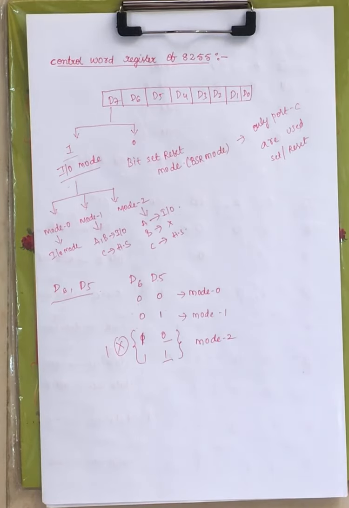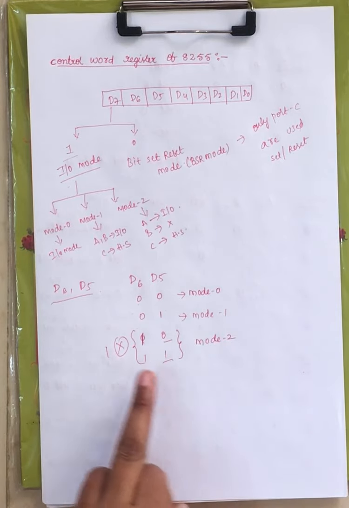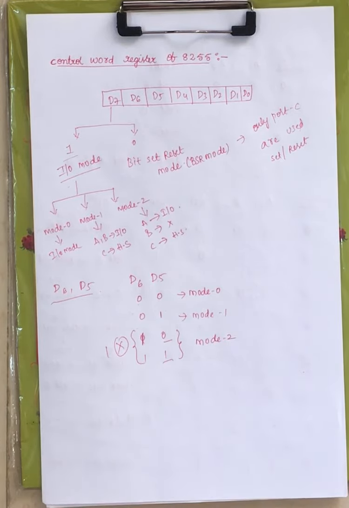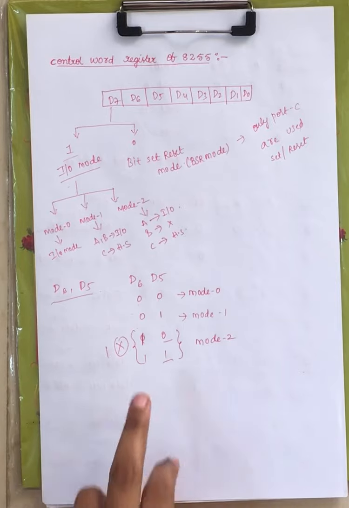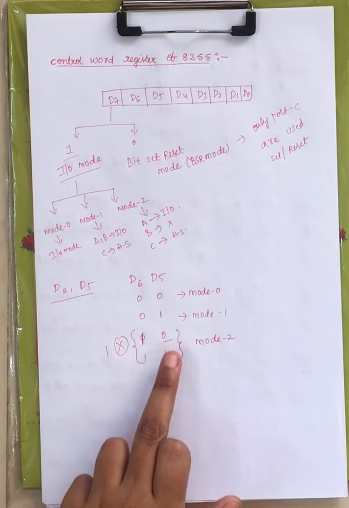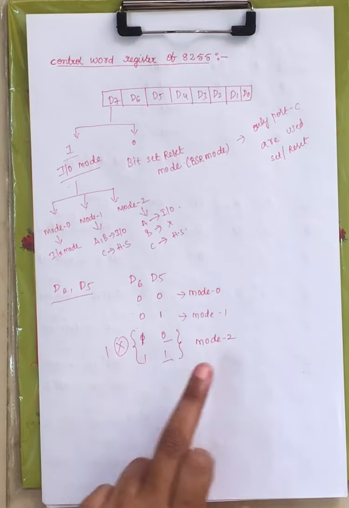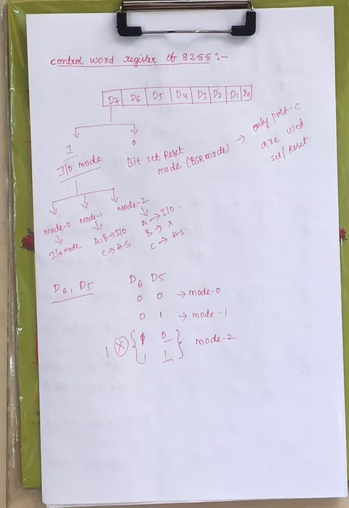Now D6 and D5 are the mode selection bits of 8255. When both are 0, it indicates 8255 is operating under mode 0. For 0 1, it is operating under mode 1. For 1 don't care, this don't care may be either 0 or 1. For these two possibilities, it is operating under mode 2. Now this is about D6 and D5 bits.